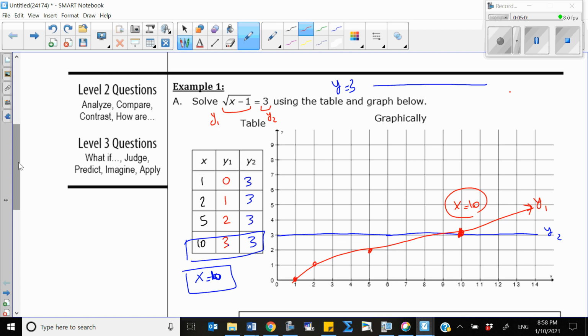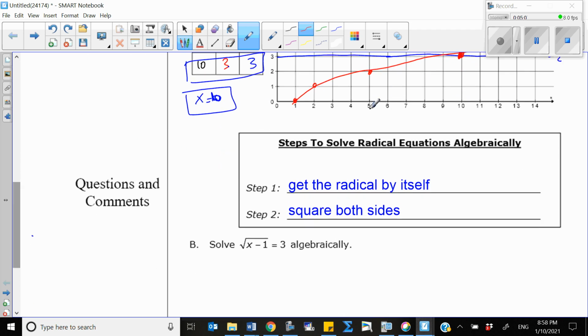Now let's go to the next part. Here we are trying to solve the equation algebraically. The first step to solve the equation algebraically is to get the radical by itself. It means when you are given a radical equation, you will need to have the radical on one side and everything else on the other side. And the second step is to square both sides.